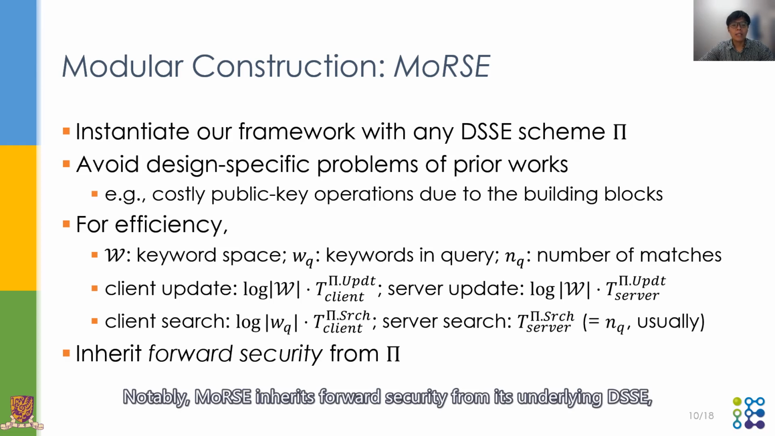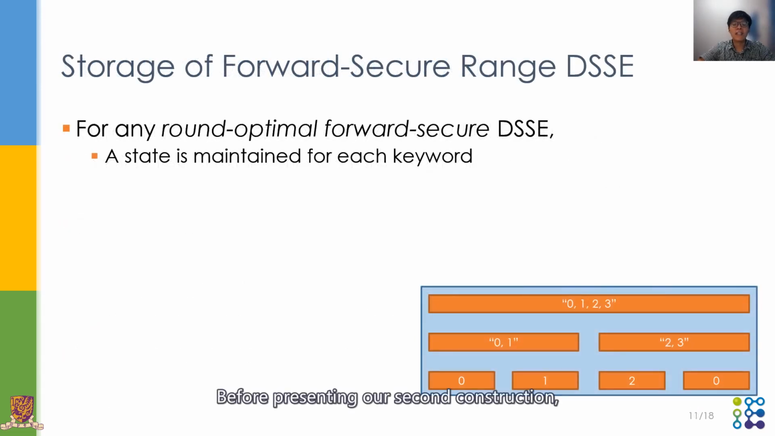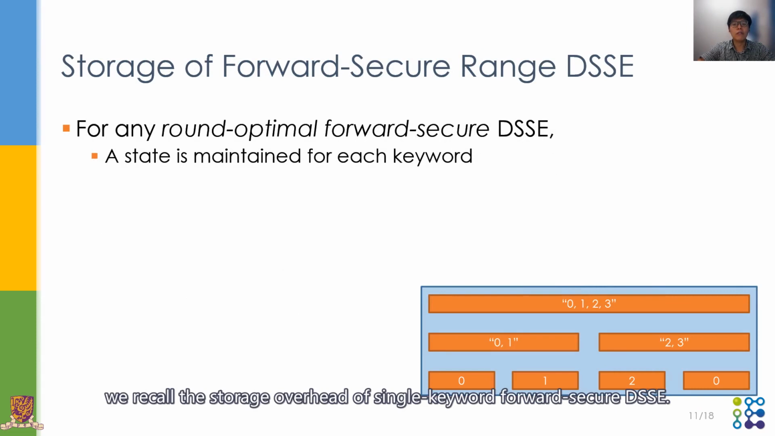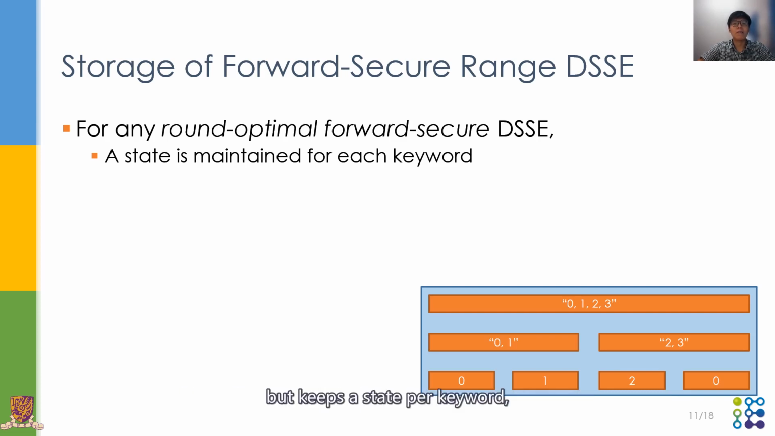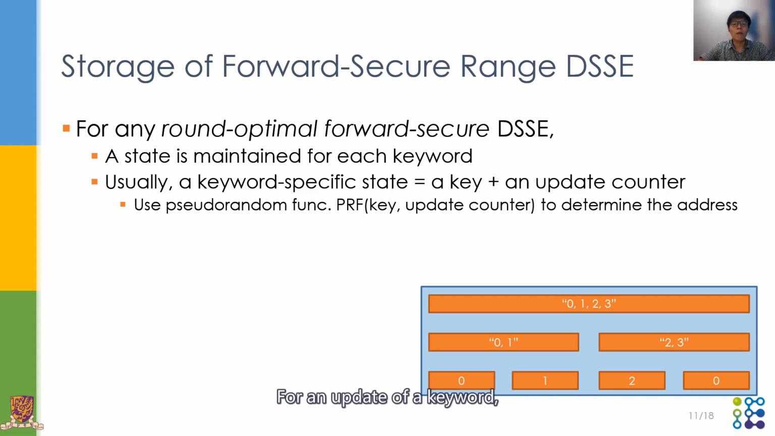Notably, MORSE inherits full privacy from its underlying DSSE, because the update for each keyword or subrange is carried out independently. Before presenting our second construction, we recall the storage overhead of single keyword forward secure DSSE. For optimal round trip, it doesn't outsource the state, but keeps a state per keyword, which usually consists of a key and an update counter. For an update of a keyword, the client will use the PRF value evaluating its key and counter to determine the address to store it.